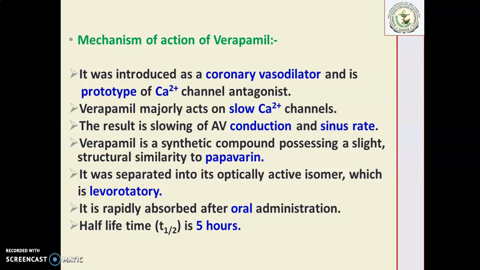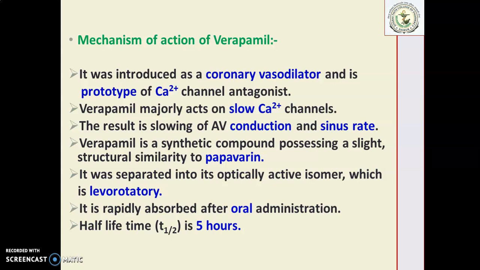Mechanism of action of verapamil. It was introduced as a coronary vasodilator and is the prototype of Ca2+ channel antagonists. Verapamil majorly acts on slow Ca2+ channels. It is a coronary vasodilator. The result is slowing of AV conduction and sinus rate.